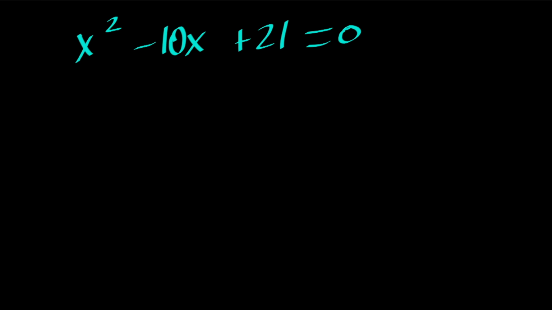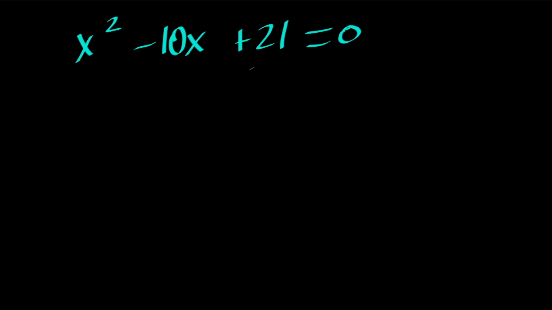So let's start with this. Let's start out with a trinomial. Let's say x squared minus 10x plus 21 equals 0. Okay, now what we want to do here is we first want to set everything equal to 0, and you can see that's already done. So now we want to factor this.